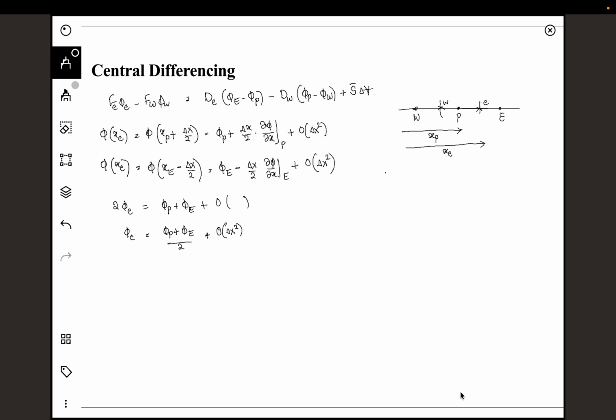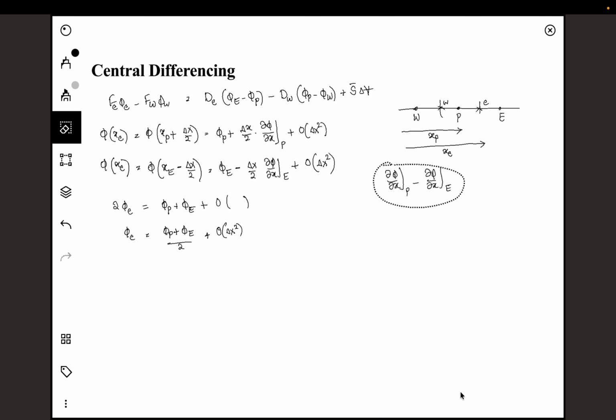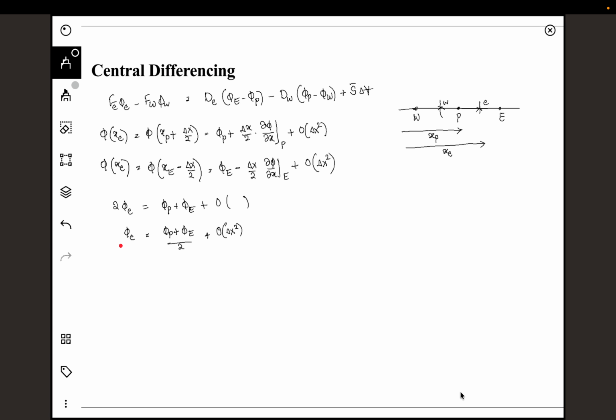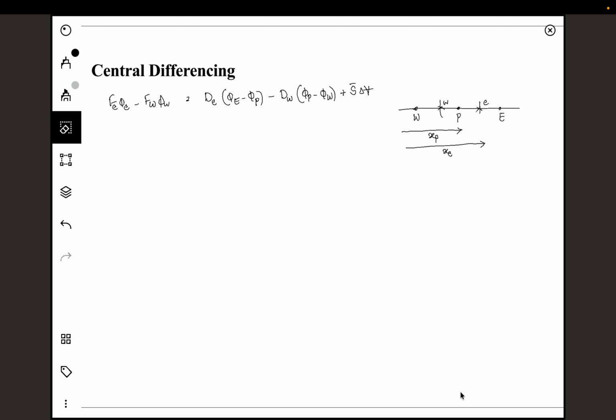so you can write del phi del x at p minus del phi del x at e. So this is what we are neglecting here. We're assuming that del phi del x is the same everywhere. But even otherwise, the point that we are trying to make here is we will approximate the value at the face center to be equal to the arithmetic average of the values at the other 2 points. So let me write it in slightly different form.